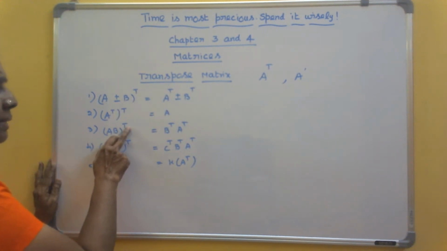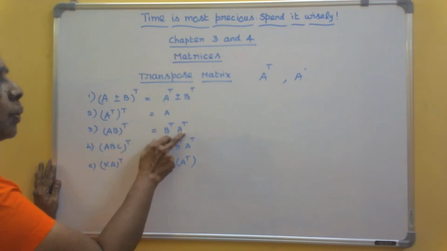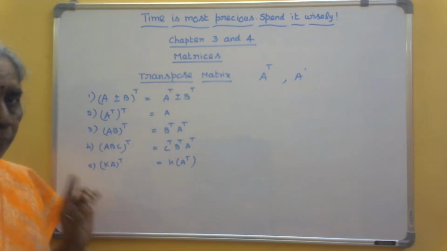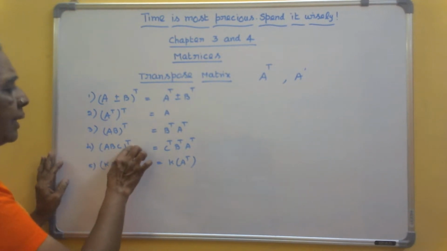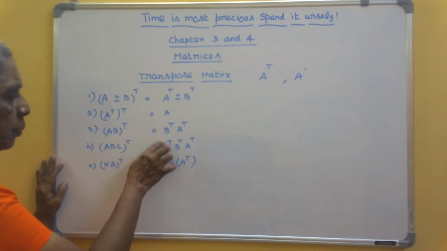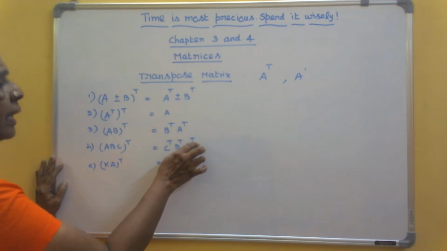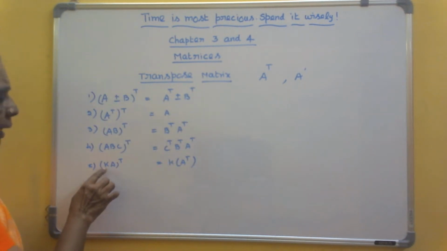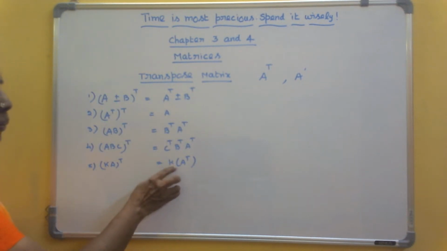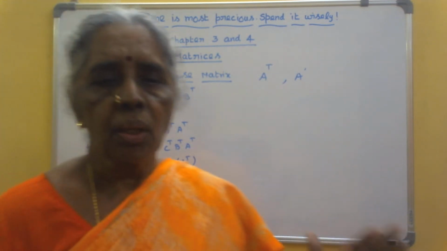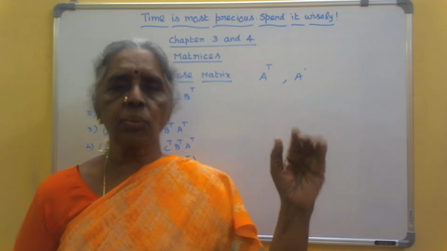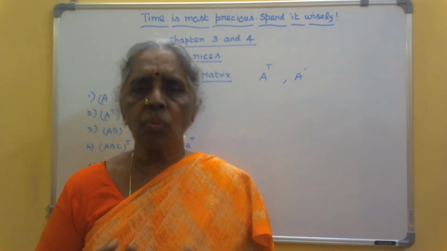(AB)^T is equal to B^T A^T. Remember, the order is changing. (ABC)^T is C^T B^T A^T. (KA)^T is equal to K into A^T, where K is a scalar. So, these are all the properties of a transpose matrix.